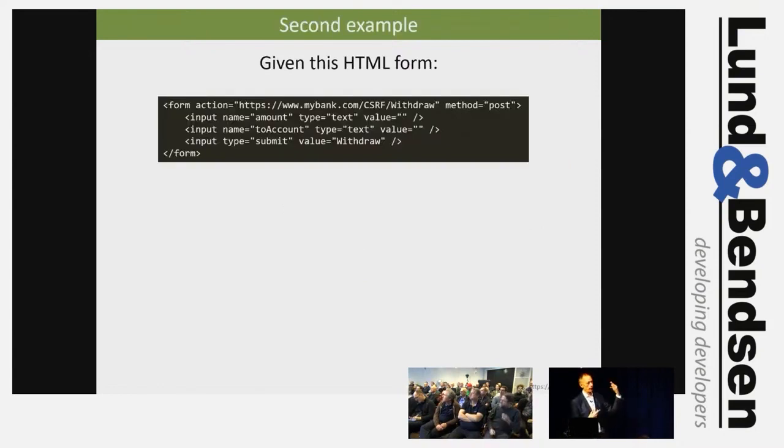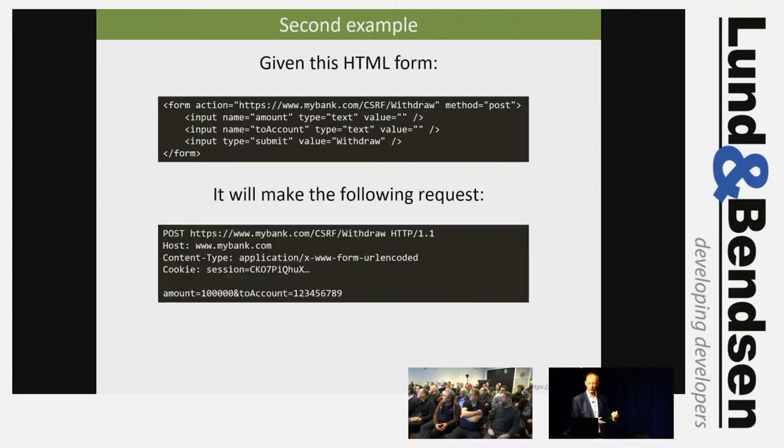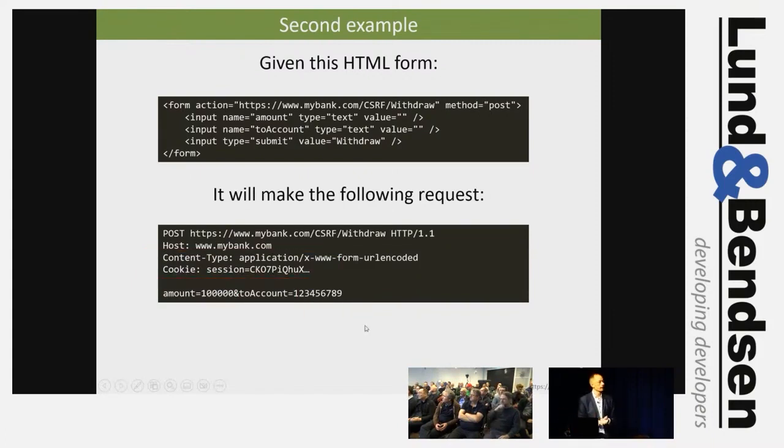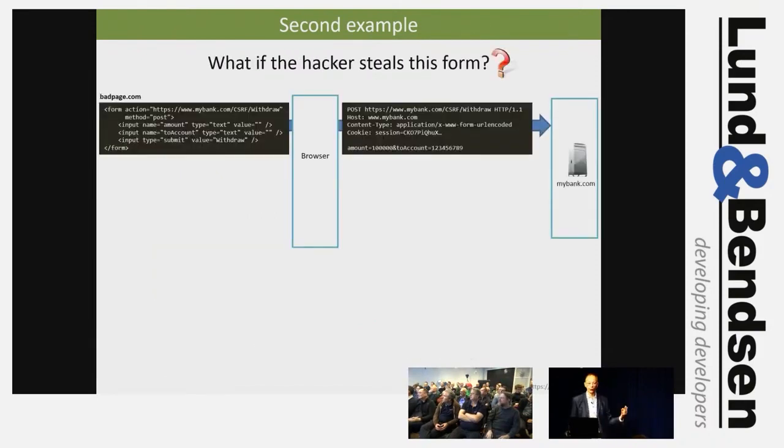So let's say I have a web HTML form for my bank. Awesome. I can make a withdrawal, the amount, and to what account. And if I submit that form, it will make a POST request to the backend with my session cookie. That's okay. And the form data down here. All is well. Great. No problems. But the problem now is, what if a hacker steals that form and uses it on some bad page?